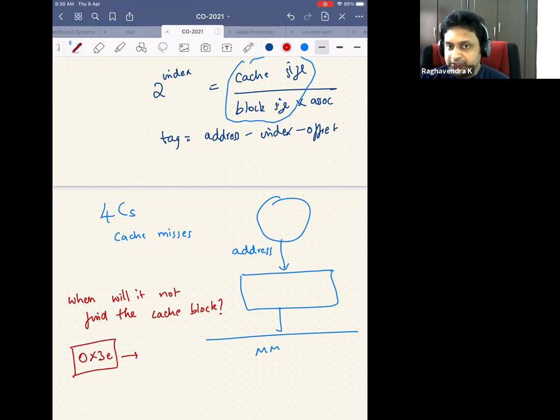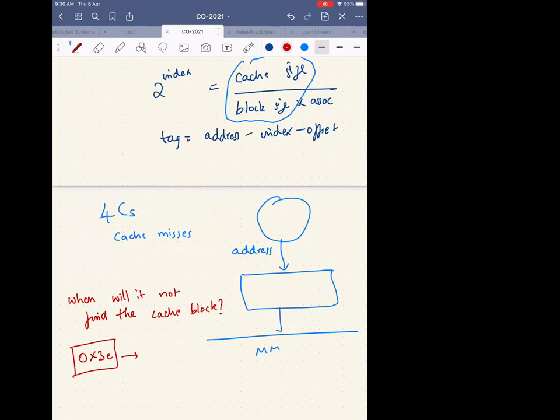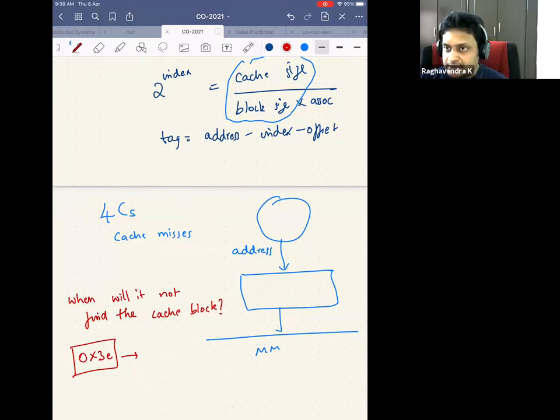Come on, just any answer is fine. There are 4 C's, right? So at least 1 C you should be able to pick up. When will you not find the block in the cache?